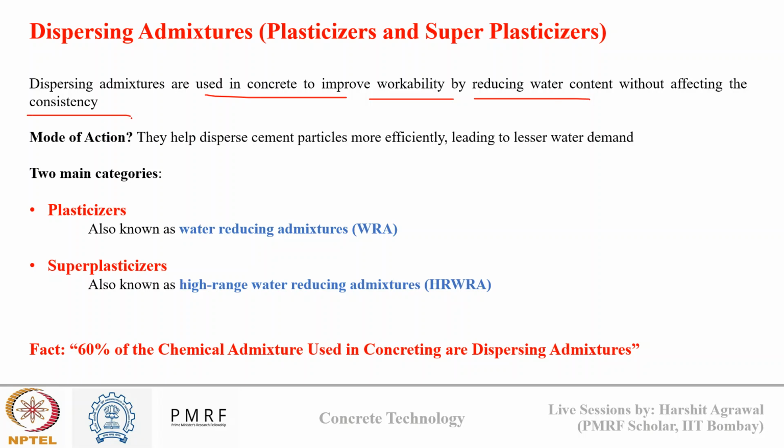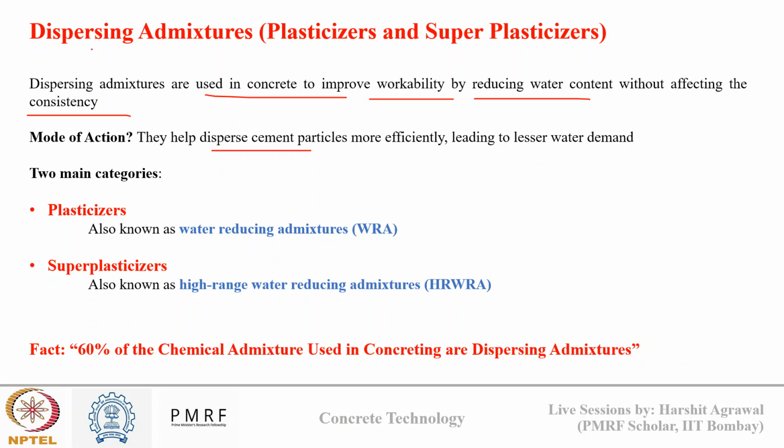As we said in the start, admixtures are an alternative to basic components. Here, dispersing admixtures are those which are added as a replacement of water. Even though they are reducing the water content in concrete, they are still enhancing the workability of concrete. How is it possible? Because these admixtures tend to disperse the cement grains from each other, and in this process they lower the water required to achieve the level of workability that we demand. How they disperse cement particles, we'll see shortly when we discuss the mechanism of dispersing admixtures.